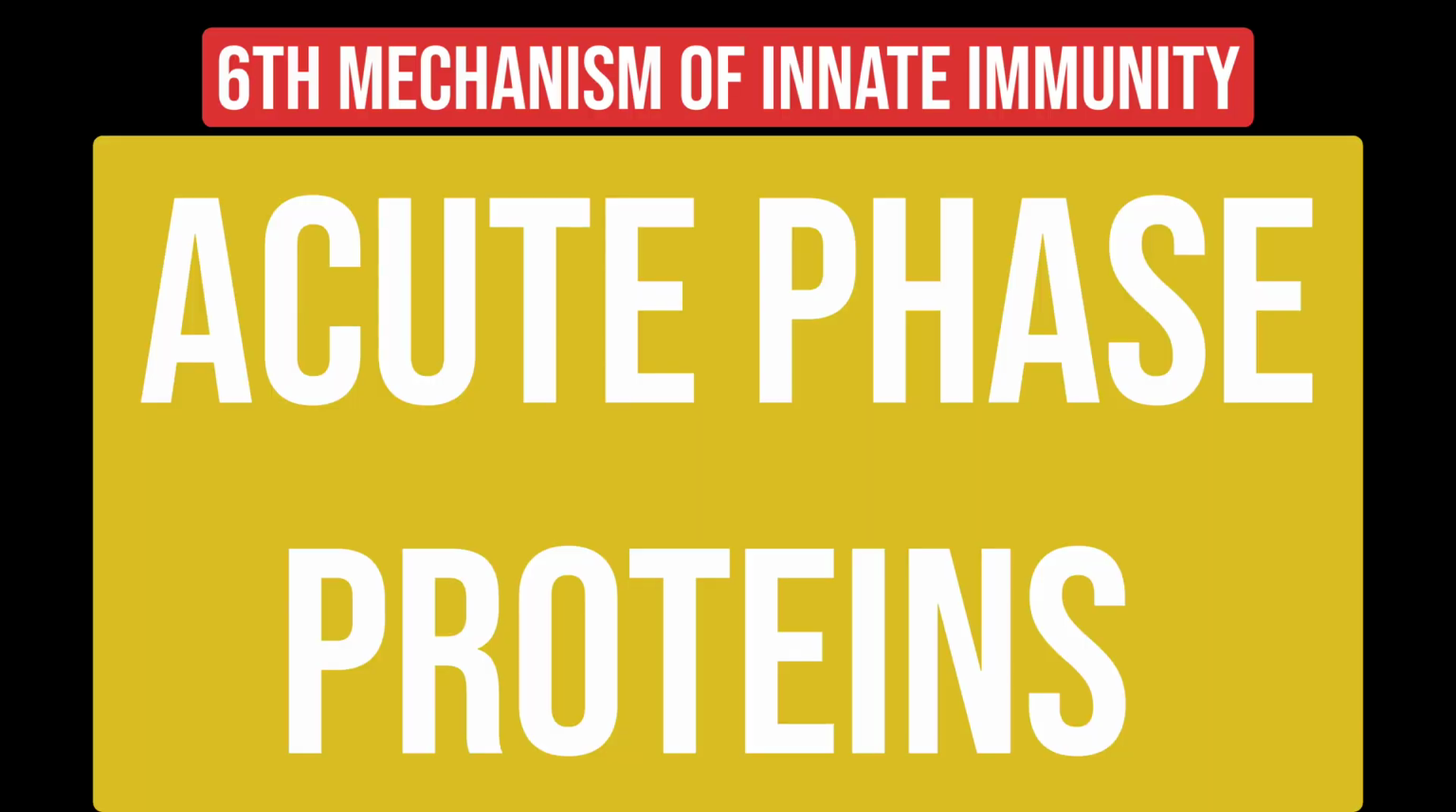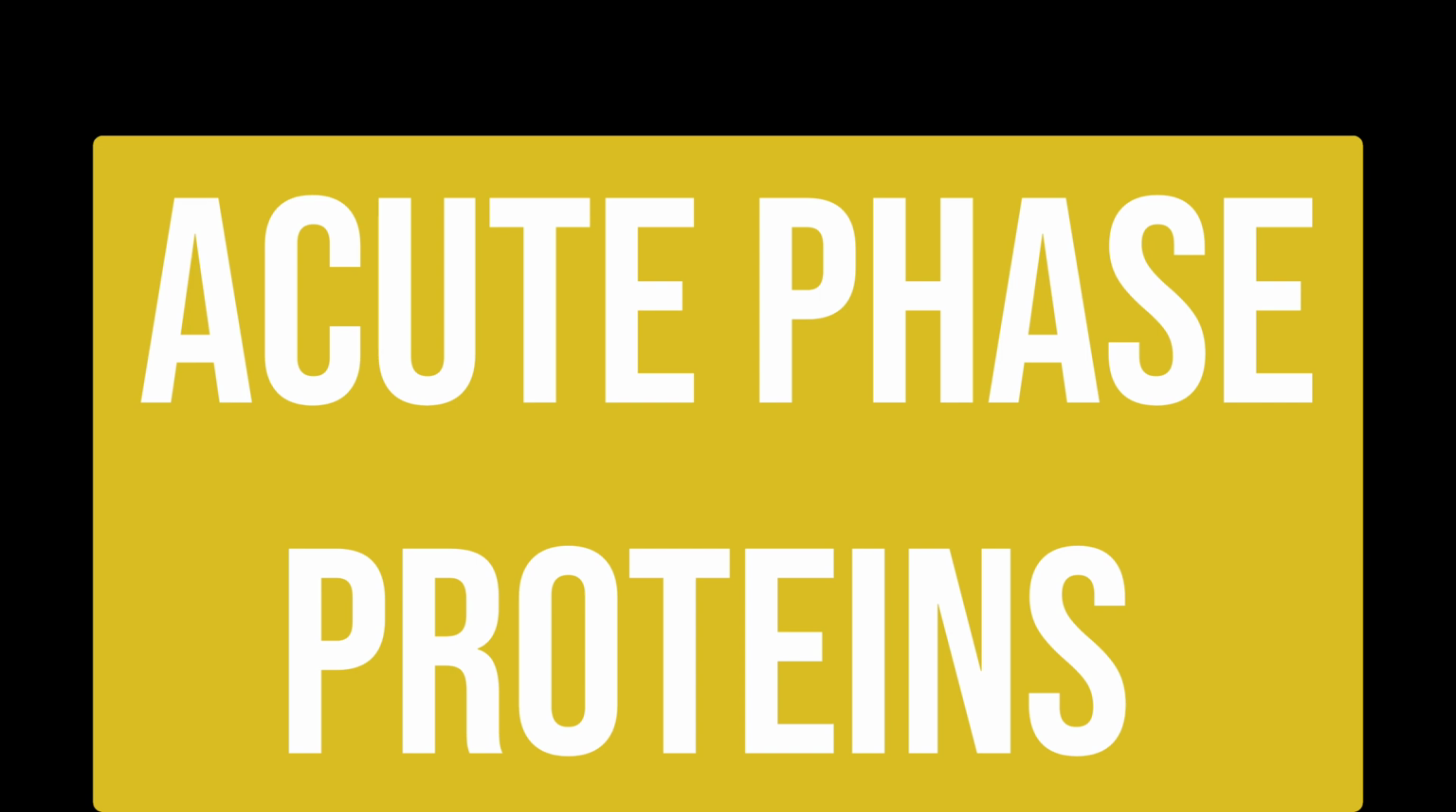The sixth mechanism, we have acute phase proteins. After injury, there is a sudden increase or decrease in plasma concentration of certain proteins, collectively called acute phase proteins. Examples of these acute phase proteins are C-reactive proteins, we call them CRP, mannose binding proteins, and so on. They activate the alternative pathway of complement. They also prevent tissue injury and promote repair of inflammatory lesions.